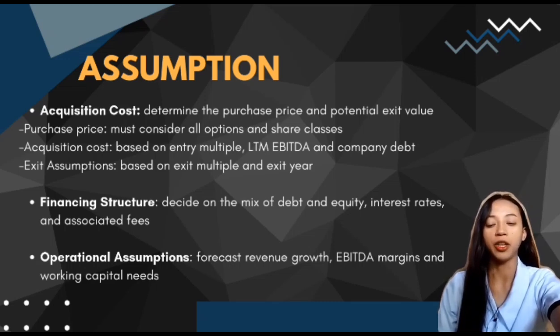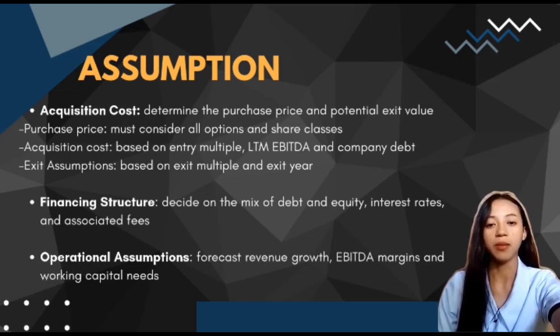The last part of acquisition cost is the exit assumption. Exit assumption is what the company might be worth when sold, based on the exit multiple and the expected EBITDA in the exit year. Second assumption is financing structure. This assumption determines how much of the purchase will be funded with debt versus equity. It includes type of debt used, interest rate, and fees related to arranging the debt.